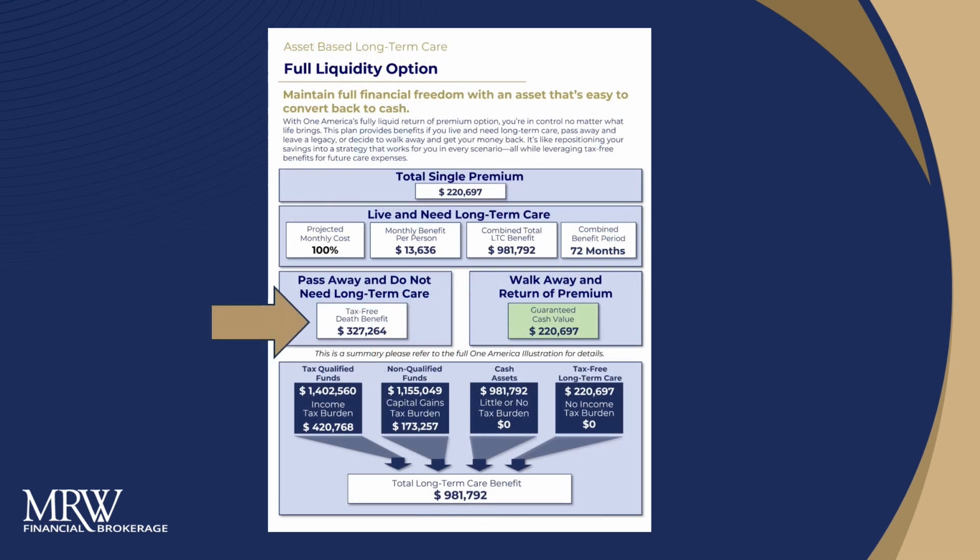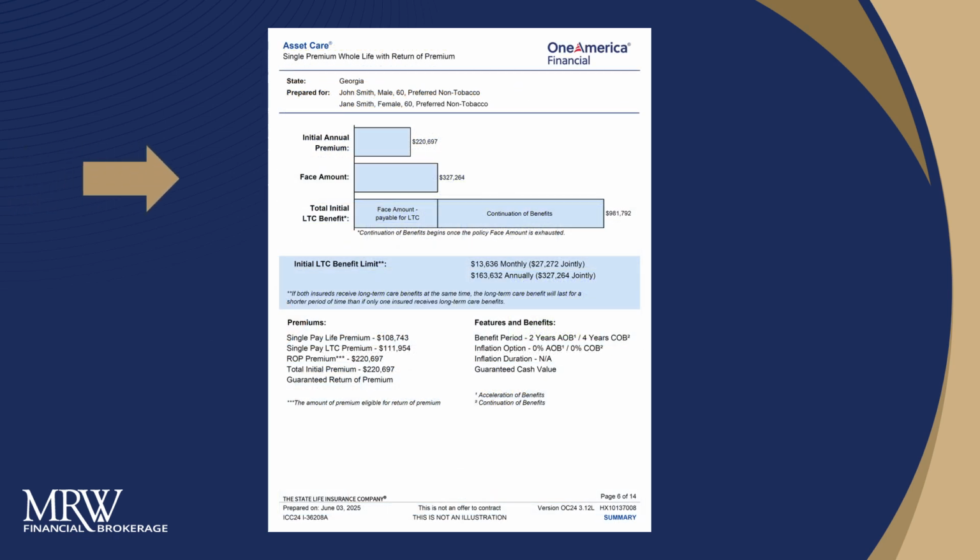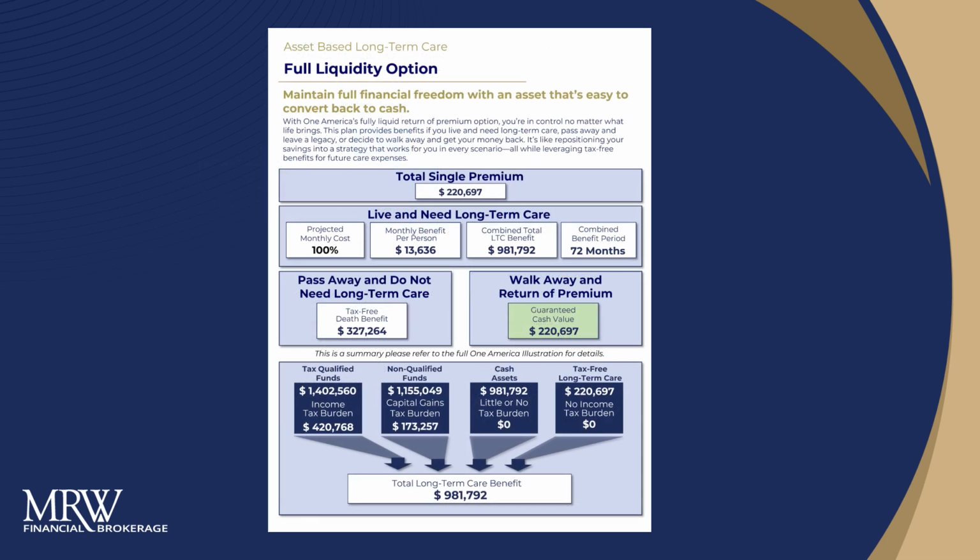Let's assume we pass away and don't need care. All right, we've put $220,697 in. My children are getting $327,264. This is a joint second to die policy. Here's where the death benefit is on the illustration, $327,000. Now, this is the key part of this one, the full liquidity option.